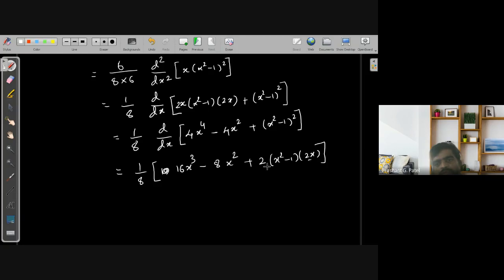This is 2 2s are 4, 8 is here, so 4 is common out. So that will give you 1 by 2, and this will give you 8x cube minus, not 8, 4x cube minus 2x square. This 4 will be cancelled out, and this x square I multiply inside, that is x cube minus x.